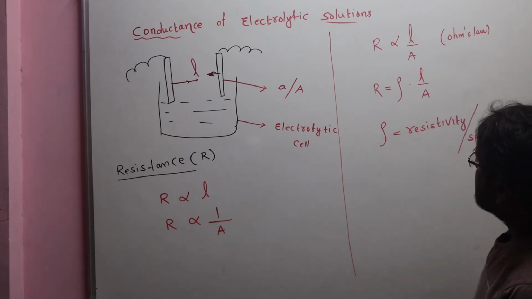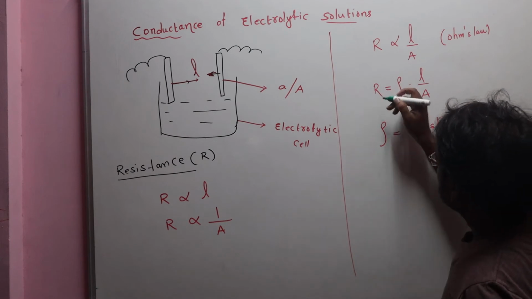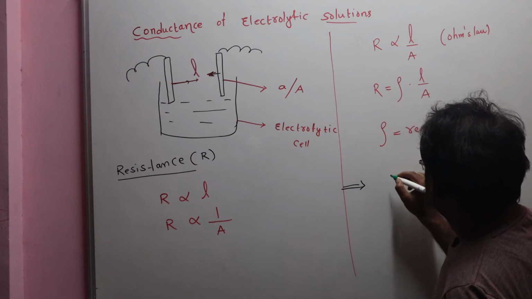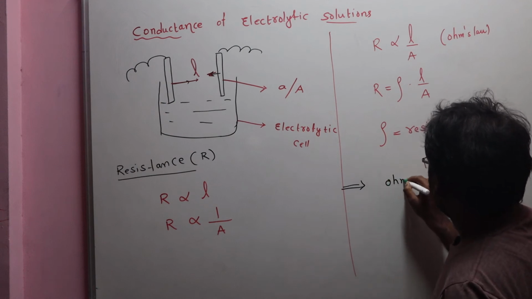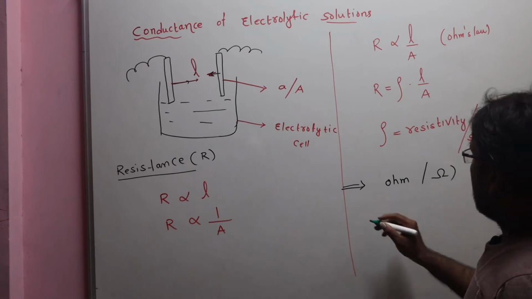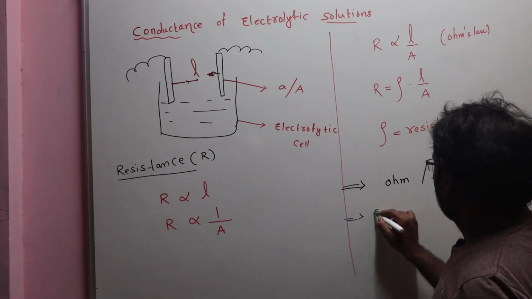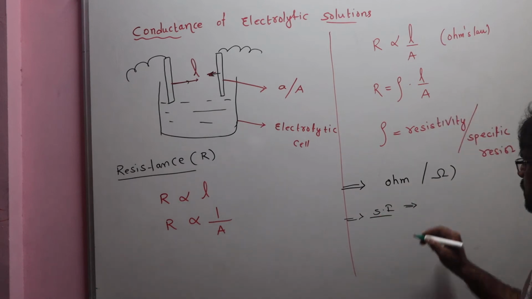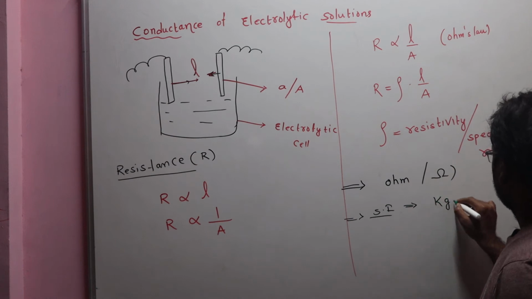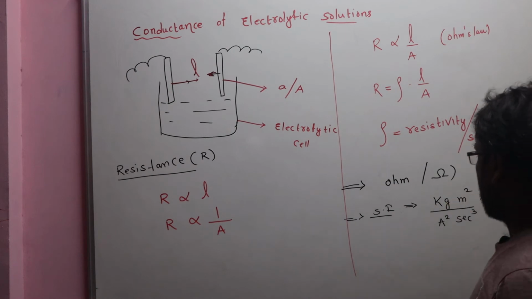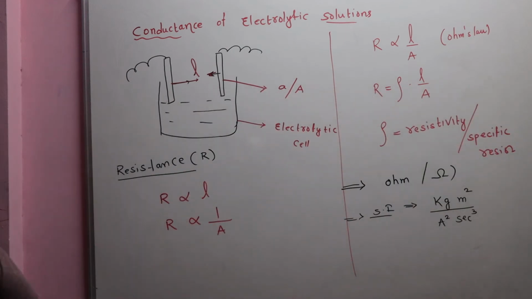Now, what is the unit of resistance? Resistance is measured in ohm. This is the symbol of the ohm. And what is the SI base unit of resistance? The SI base unit of resistance is kg meter square by ampere square into second cube.